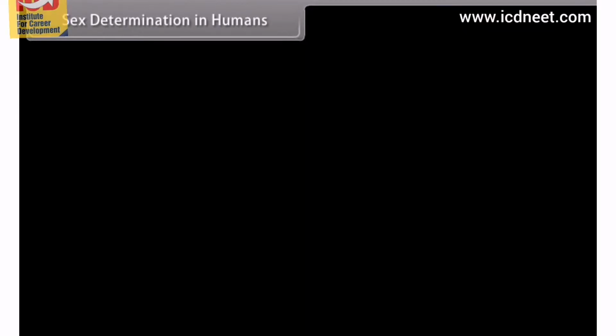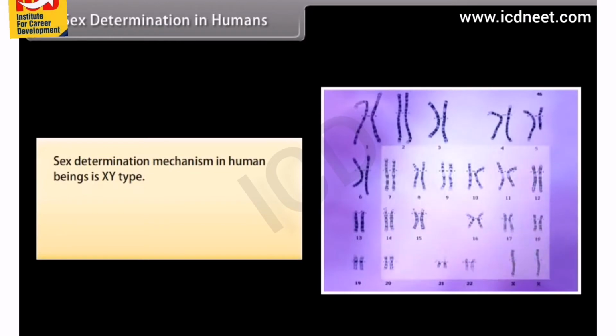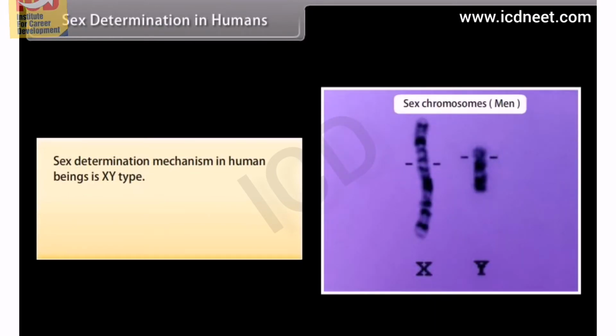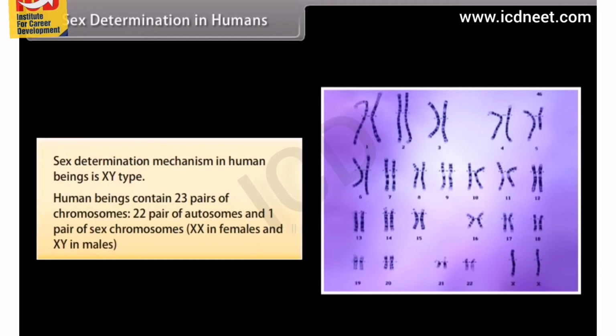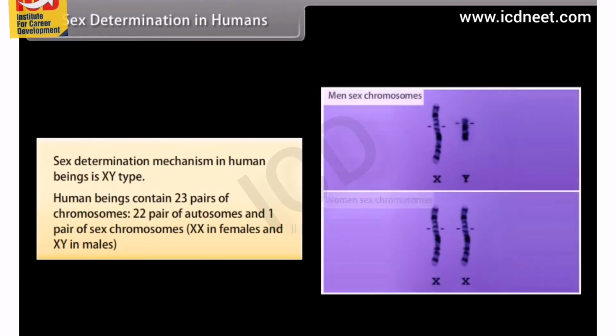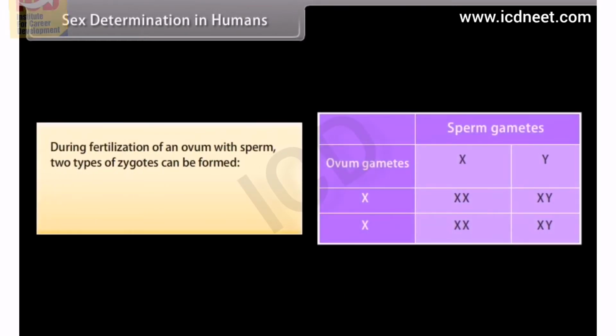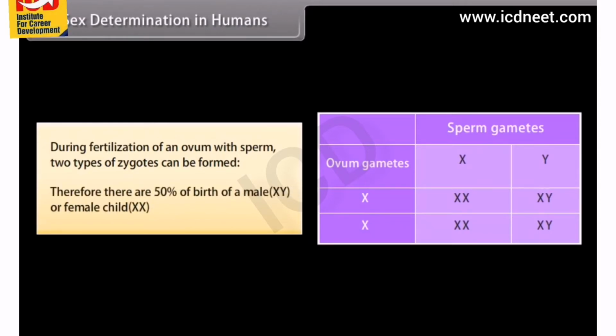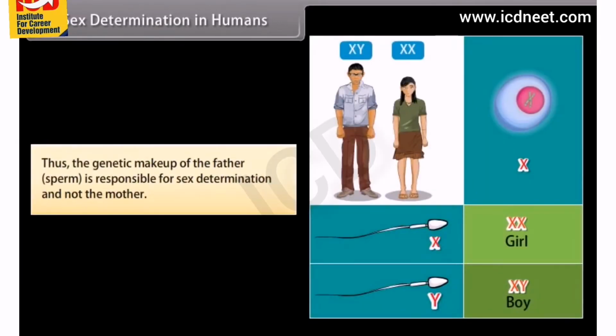Sex determination in humans. The sex determination mechanism in human beings is XY type. Human beings contain 23 pairs of chromosomes, 22 pairs of autosomes and one pair of sex chromosomes, XX in females and XY in males. During fertilization of an ovum with sperm, two types of zygotes can be formed. Therefore, there is a 50% chance of birth of a male child XY or a female child XX. Thus, the genetic makeup of the father's sperm is responsible for sex determination and not the mother.